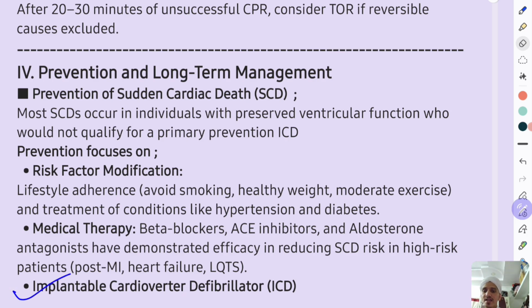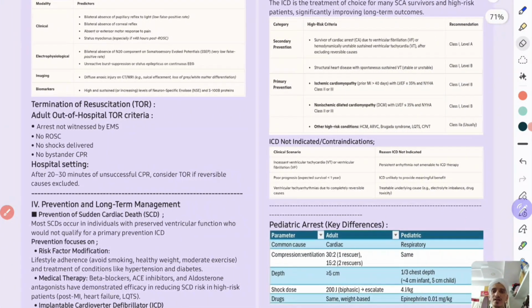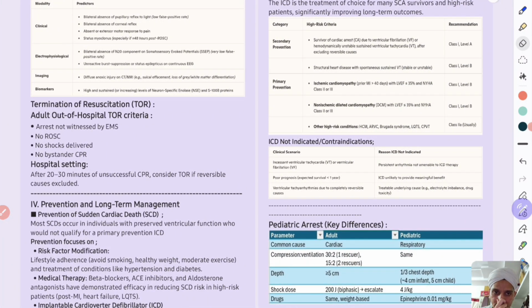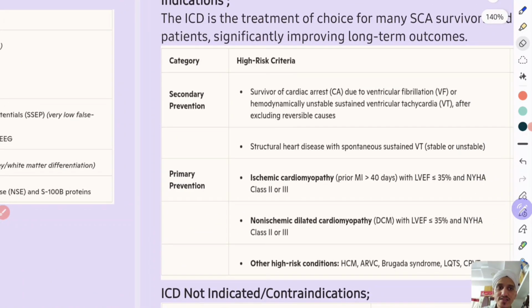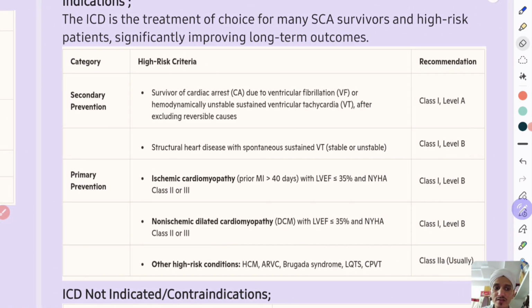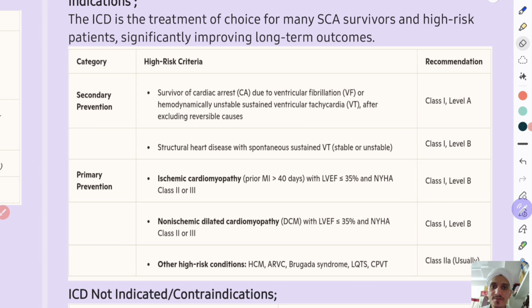Next comes the implantable cardioverter defibrillator. So this can be used as primary or secondary prevention. We will see the indications for that. So the ICD is the treatment of choice for many SCA survivors and high risk patients, significantly improving long term outcomes. So prevention can be primary or secondary.